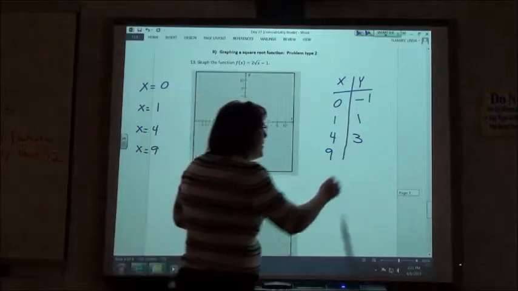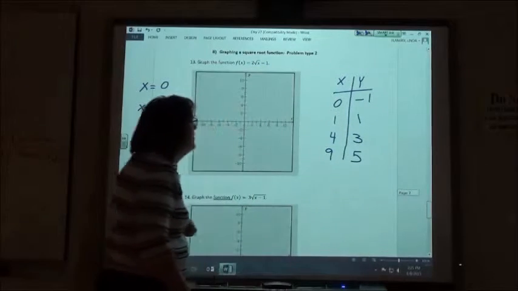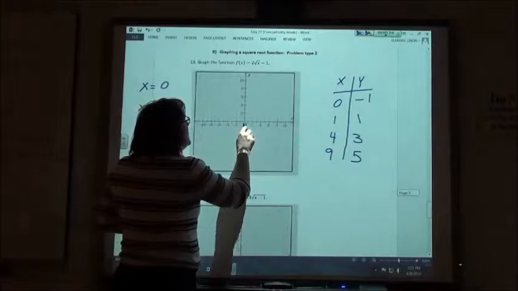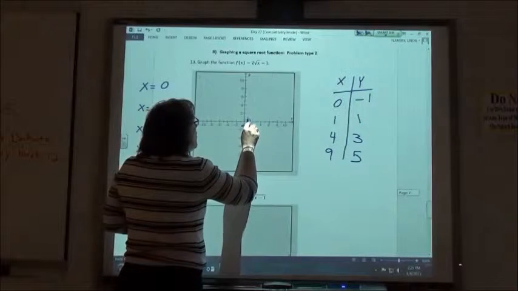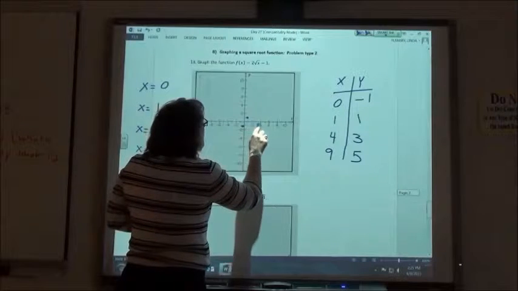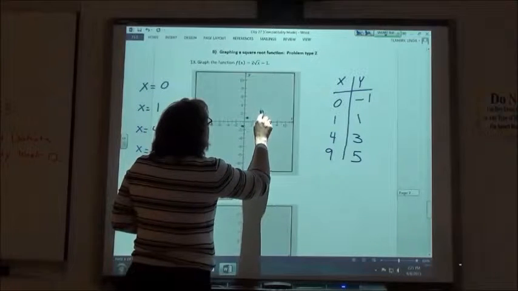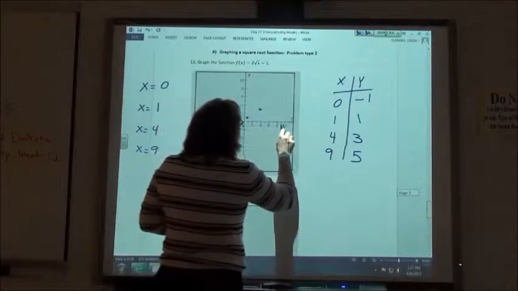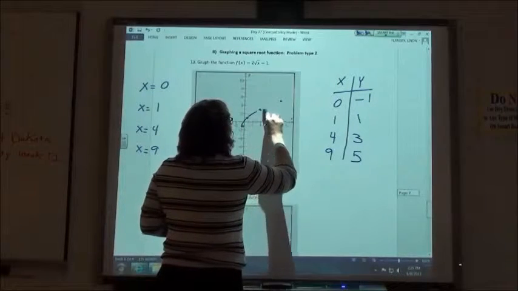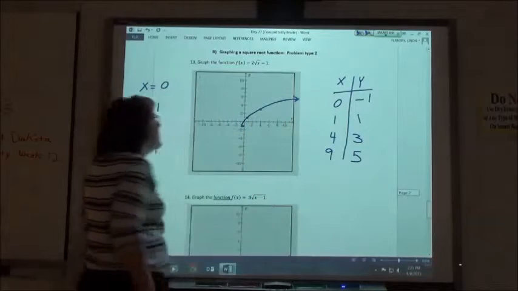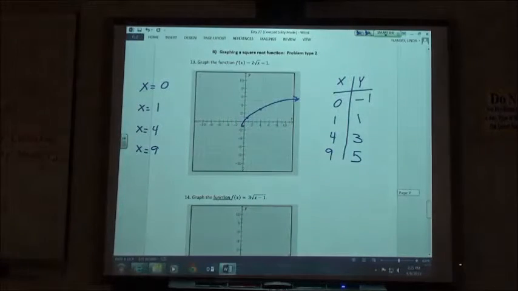6 minus 1, 5. So plotting our points, 0 over, down 1, 1 over, up 1, 4 over, up 3, and 9 over, up 5. 1, 2, 3, 4, 5. Going to look something sort of like that.